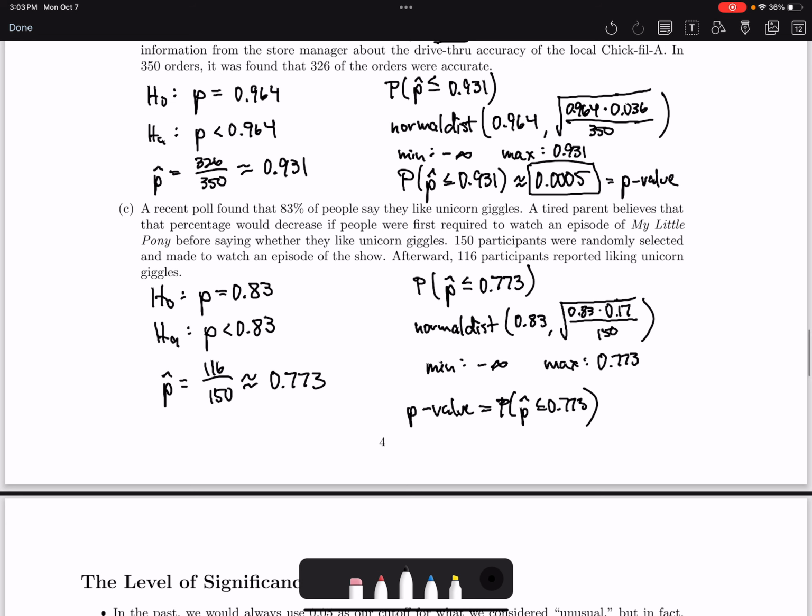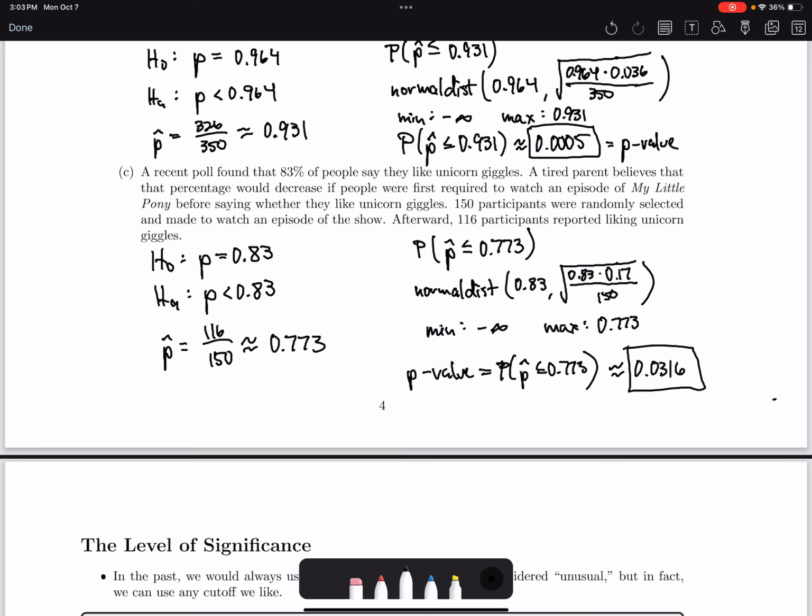Okay, so that one is less than 0.05, so maybe for now we would say, yeah, that's good enough evidence. We would reject the null hypothesis. It looks like people's enthusiasm for unicorn giggles decreases a little bit if they're forced to watch My Little Pony. Okay, so this is how we get p-values.